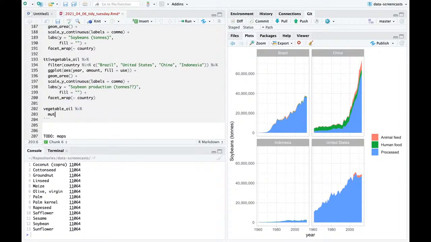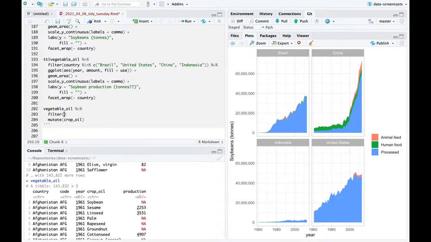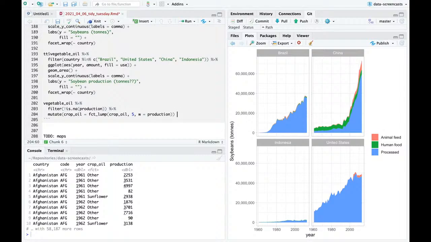So what I'll do is vegetable oil, mutate crop oil is, I'll do a couple things. I'll say filter not is NA production, FCP lump, production, nope, crop oil, top 5, weighted by production, group by crop oil, country, crop oil, year.